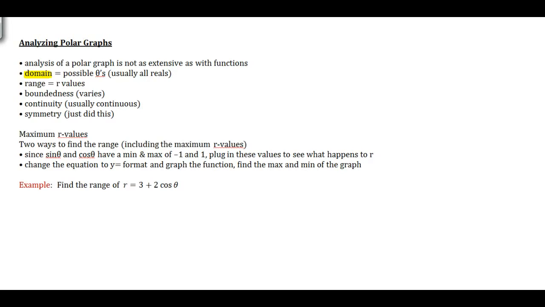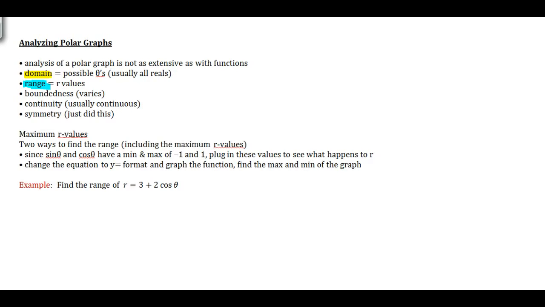The range is the R values, and we'll talk about that in a minute. But how do you find those R values, right? When you plug it in at all these different angles, we have to talk about what's happening to the R's. Boundedness varies on the different graphs. A lot of them are bounded, but some are not, above and below. Continuity, they are usually very continuous. You can draw them from one point to the other. And symmetry, we just talked about that.